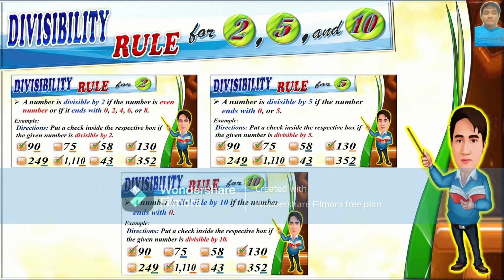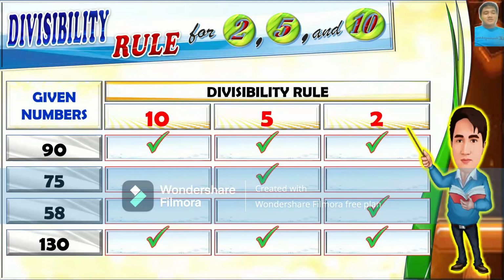But there are also numbers that are divisible by 5 but not divisible by 10 or 2, and divisible by 2 but not divisible by 10 or 5. And there are also numbers that are not divisible by 2, 5, or 10. Let's take a look at the examples that we have earlier.